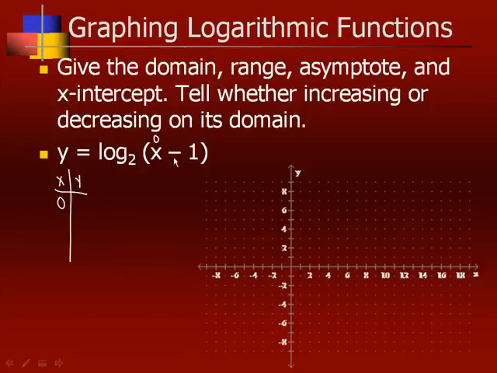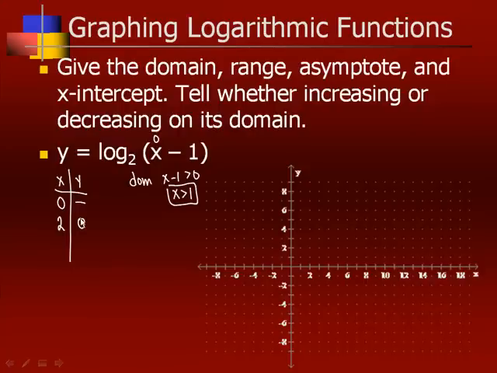If x is 0, we get 0 minus 1, which is negative 1. The log of negative 1 we can't do, which goes back to the domain: x minus 1 has to be greater than 0, so x has to be greater than 1, so that one wouldn't even make sense to do. Okay, we can't even pick 1. If we did 2, that would be 2 minus 1 is 1. The log of 1 is 0.